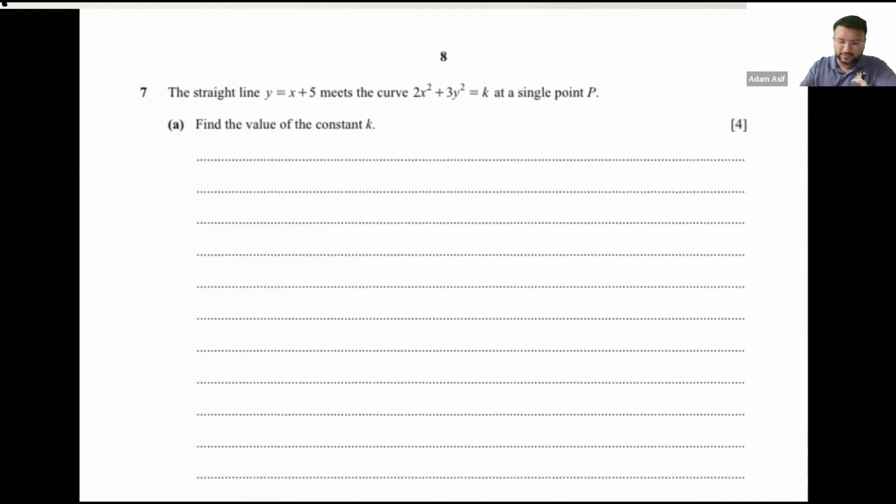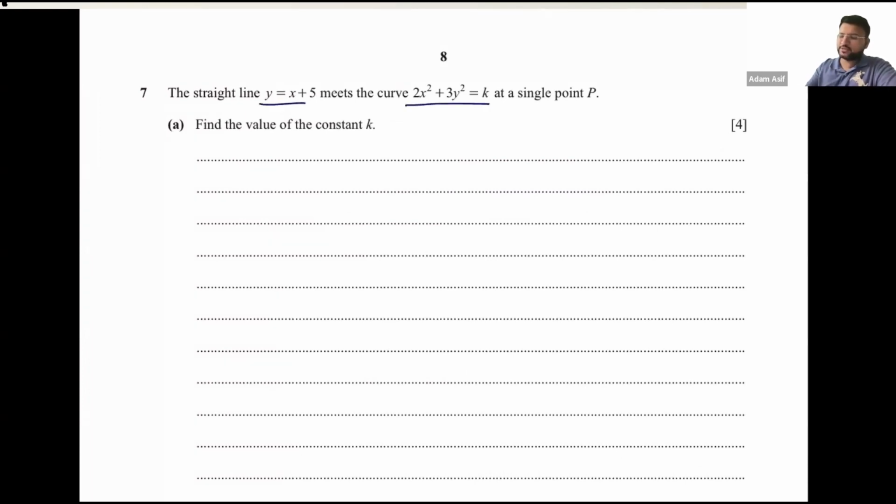Okay, now question number 7. The straight line y equals x plus 5 meets the curve 2x square plus 3y square equals k at a single point P. Find the value of constant k. If this line is meeting the curve at a single point P, तो k की वैल्यू कैसे फाइंड करेंगे? What is the first thing that comes to your mind?